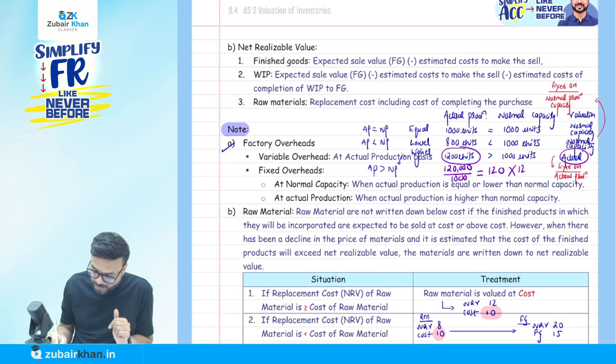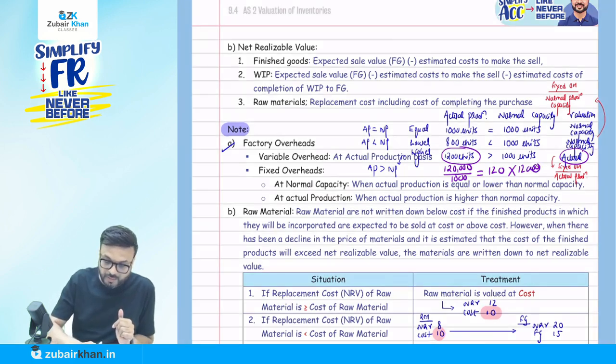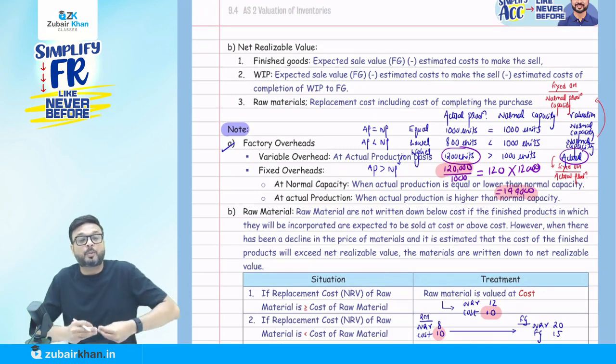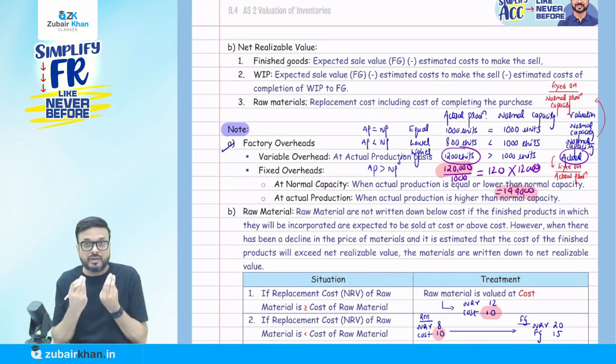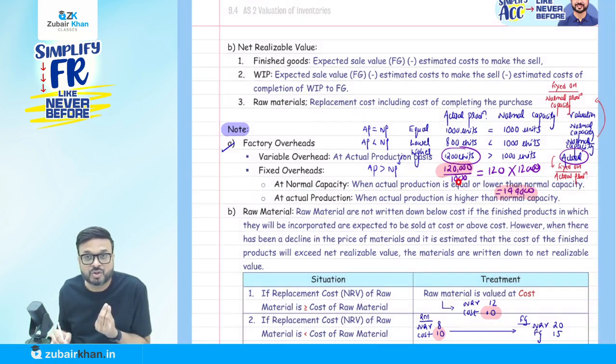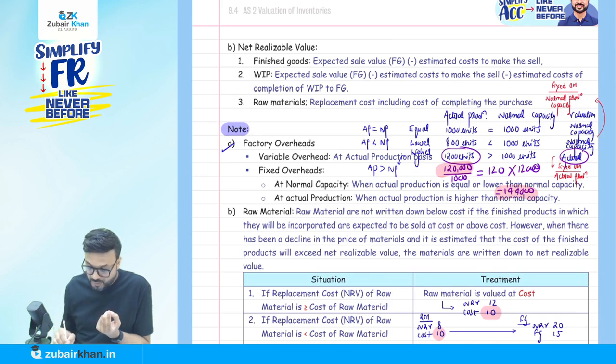So if I multiply 120 by 1200, it comes to 144,000. How can that be possible? You are allocating fixed overheads of 120,000 and you are allocating 144,000. How can we allocate more than the expenses that we have incurred? We have incurred a fixed overhead of, suppose, 120,000, and the actual production is 1200 and the normal is 1000. If I distribute on the normal basis, what is going to happen?